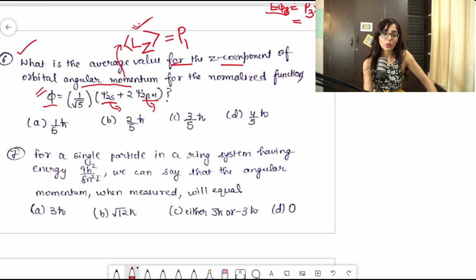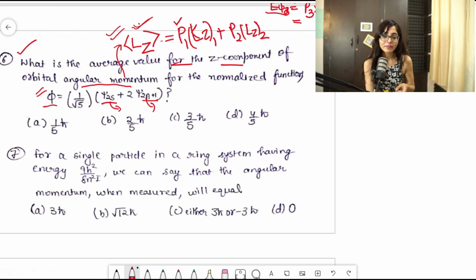I can write this equation that average Lz is this one, P1, and this one Lz1, Lz for the first state, plus P2 into Lz for the second state. That is the general formula for people who do not know. So guys, this always happens. If the average value of something is given, that will be P1 and the average, and then that value for the first state, plus P2 and that value for the second state. Clear? So now let's see.